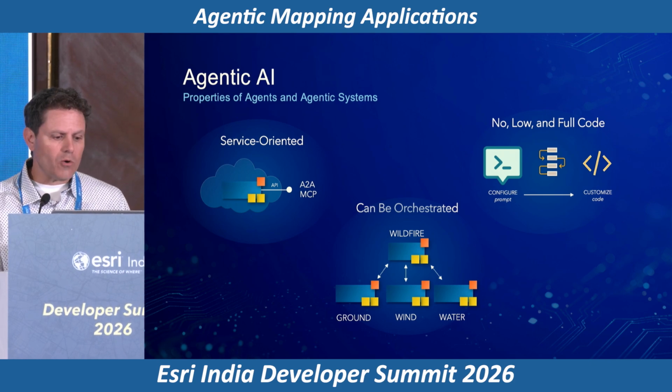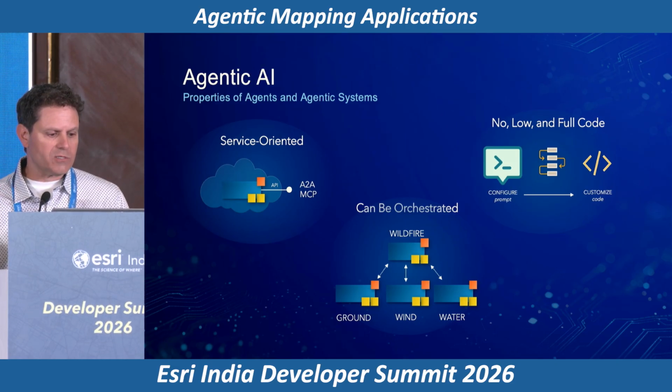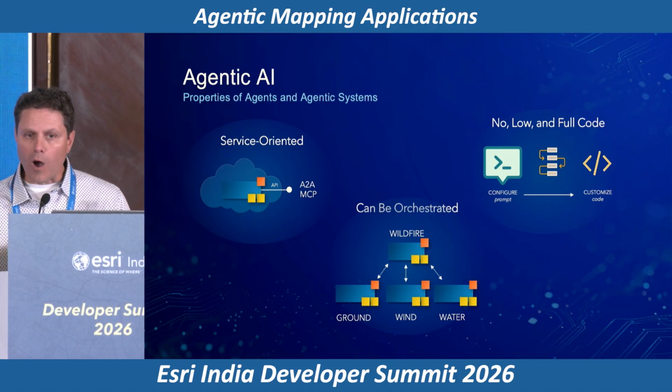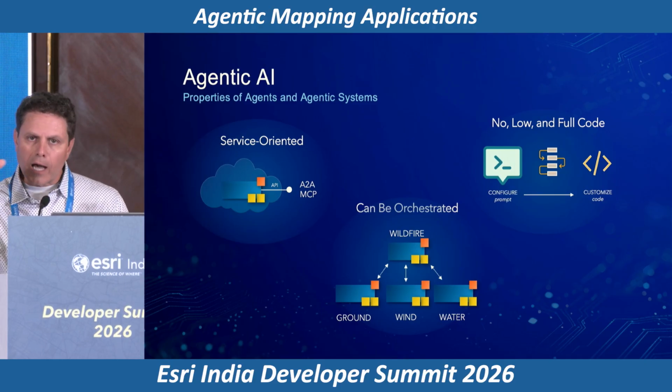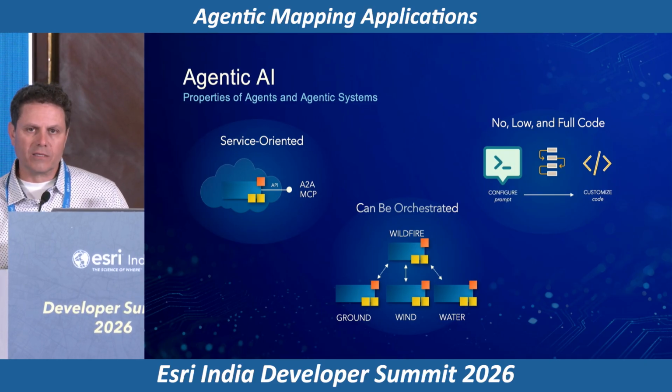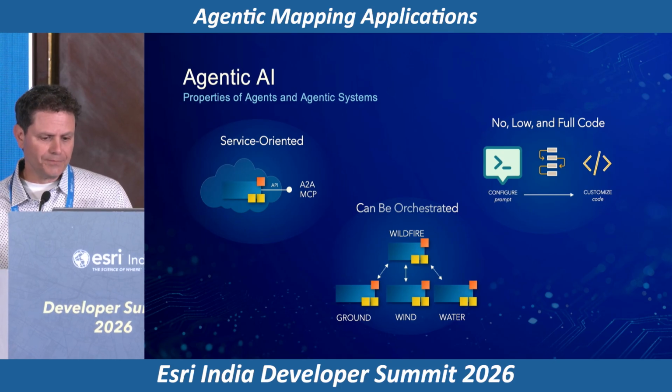Agents can also be orchestrated. You're looking here at an example of specific knowledge-based agents that know about the ground, the topography, the wind in an area, as well as water in the area, and they feed this knowledge to a higher level agent that can provide information about wildfires.